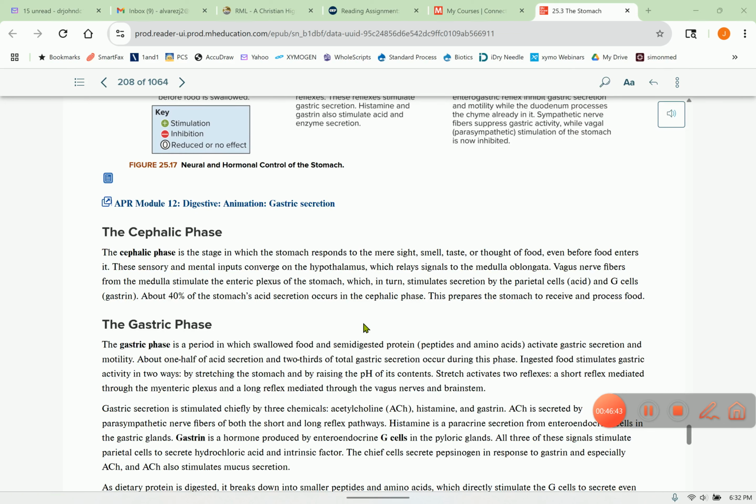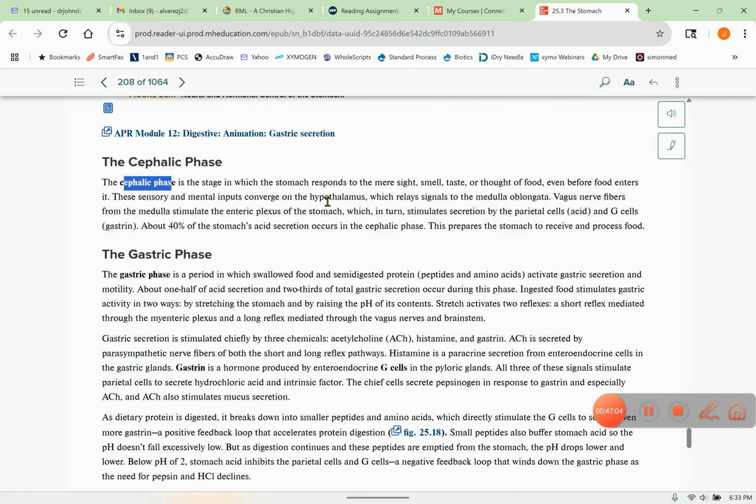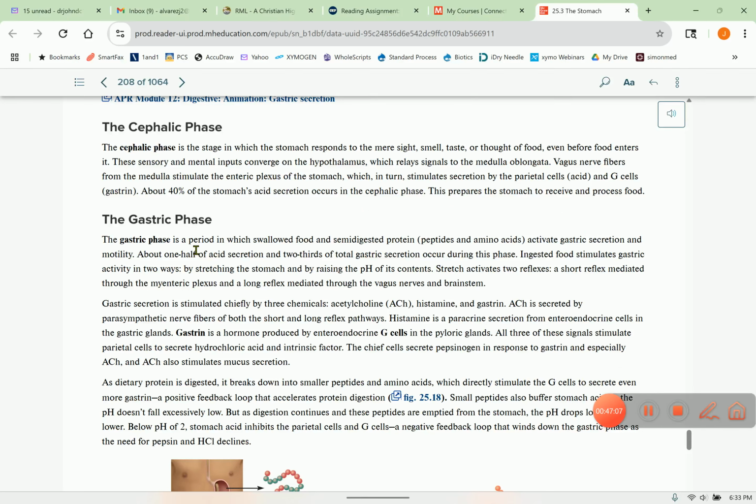Okay, the cephalic phase of digestion and eating is the stage where the stomach responds to the mere sight, smell, taste, or thought of food. Okay, this is an autonomic reflex. So if you're hungry and you see food and smell it, your stomach juices start going, you start to salivate. Okay, that's the cephalic phase. The gastric phase is the part in which you're actually swallowing the food. And once it enters into the stomach, you have active gastric secretion.